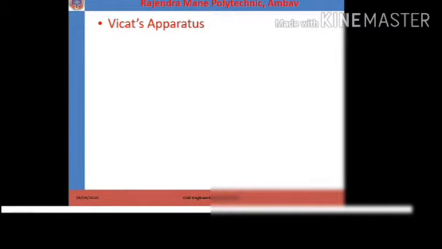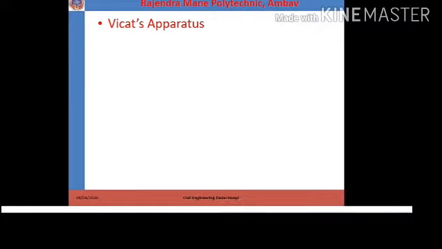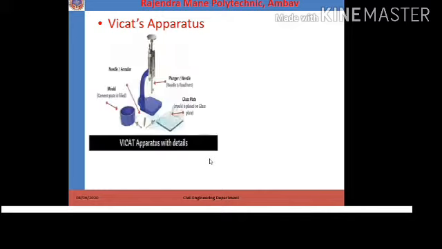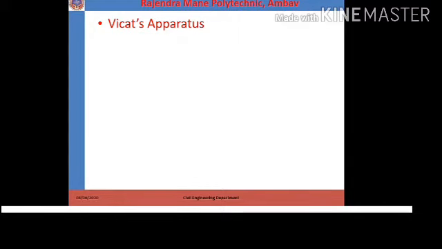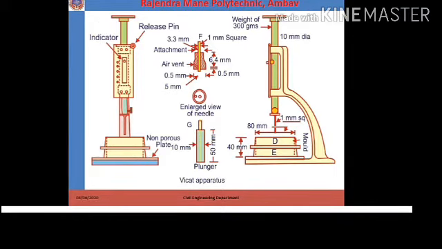As we discussed in the last experiment, Vicat's apparatus is used for finding the standard consistency of cement and for finding the initial and final setting time of cement. This is Vicat's apparatus. We discussed this in detail in the last lecture. So balance and trowel are the other apparatus we require.